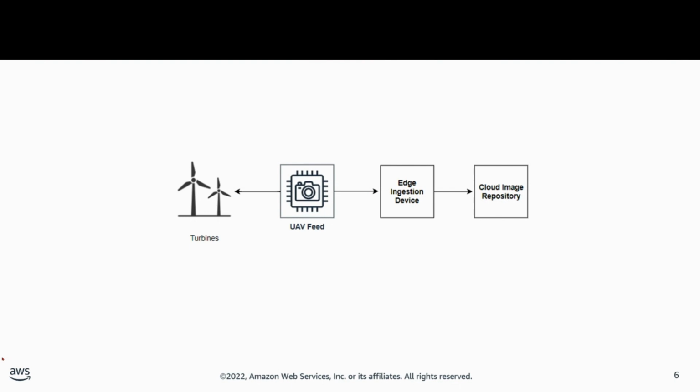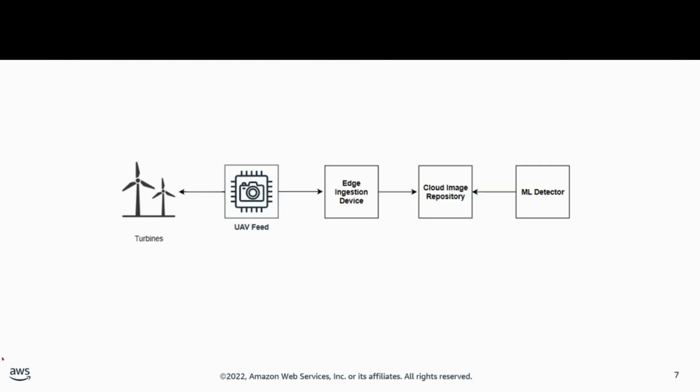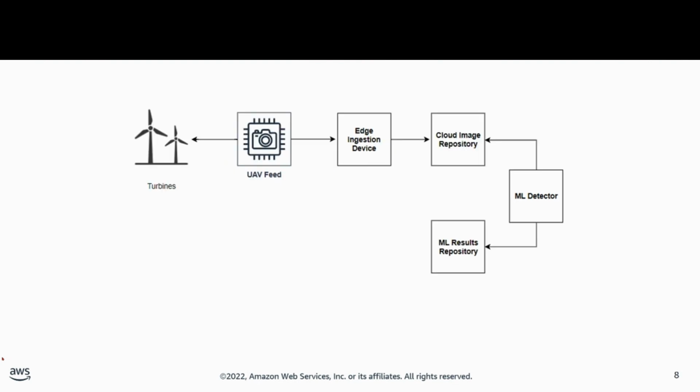So once we have those photos inside of the cloud, then we're able to use an existing machine learning model to detect if there are any problems that are associated with that photo that we have. And I didn't include this here, but there of course would be another repository where pictures that were used to train the model would have to be stored and continuously added to improve that model. We'll talk more about that later.